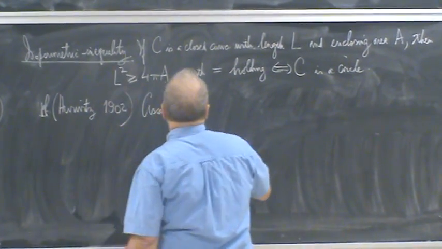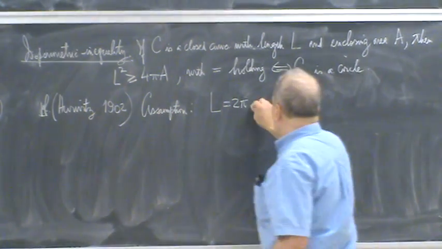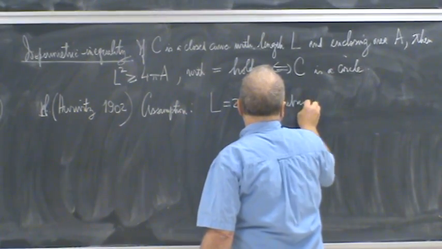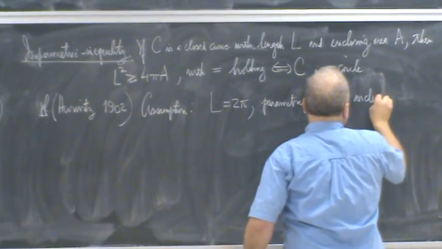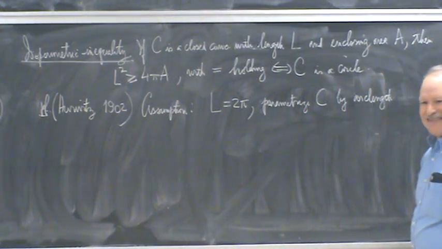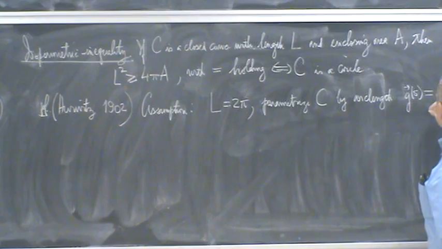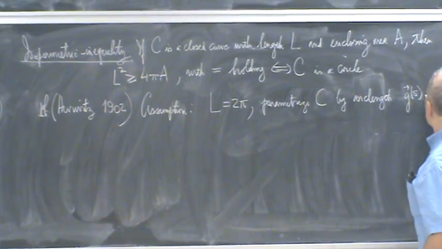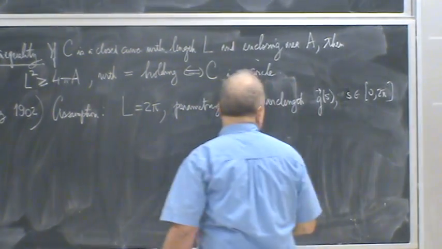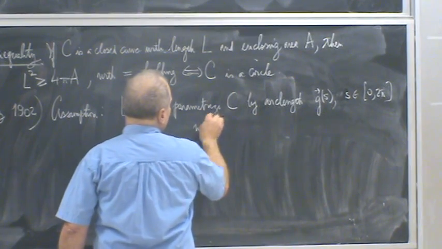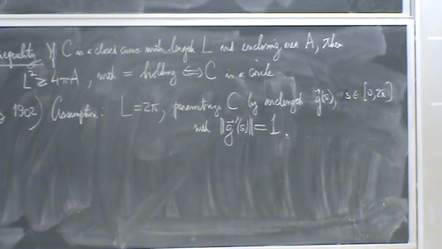So here's an assumption I'm going to make, just to make our life easier. Assumption: let's say L is 2 pi. And parameterize C by arc length. Remember arc length? So that the distance you've moved along the curve is the integral of the speed, so you're always moving with speed 1. That's what our parameterization means.